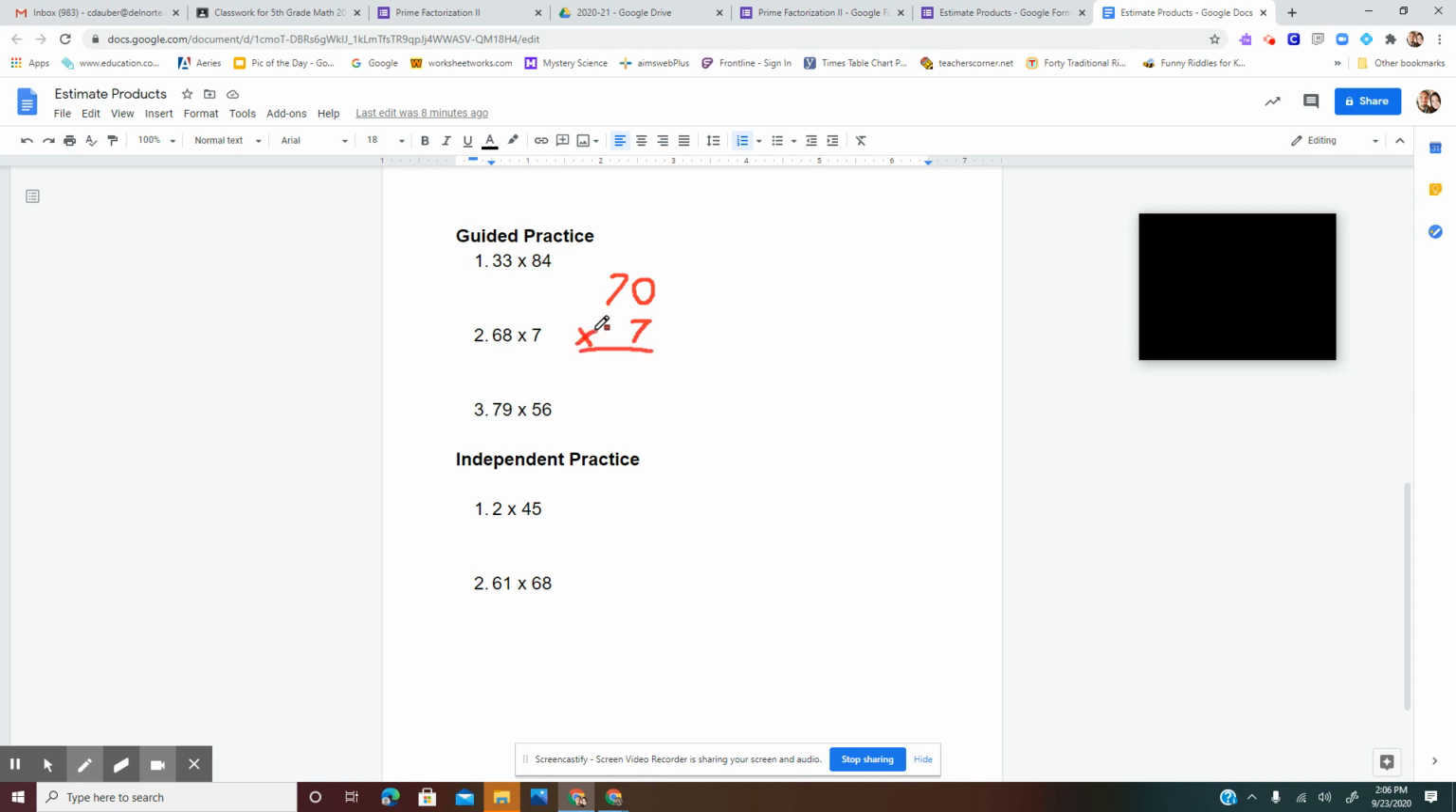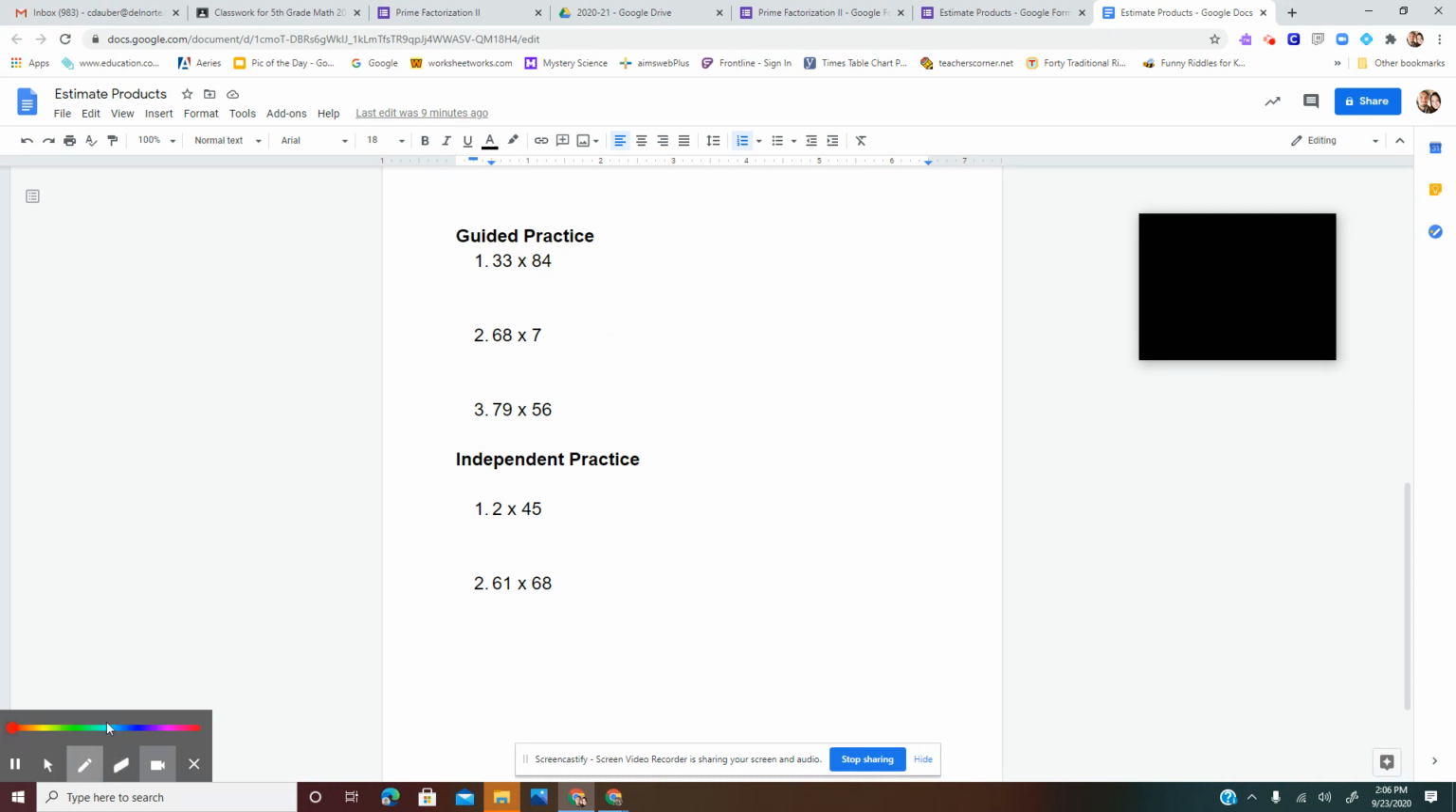And you don't always have to round both factors. If you round one of the two factors, your answer is still an estimate. So now we have 7 times 7 is 49. And then we take the 1 0 from both factors and we add it into the product, and the answer is 490. So 68 times 7 is about 490.